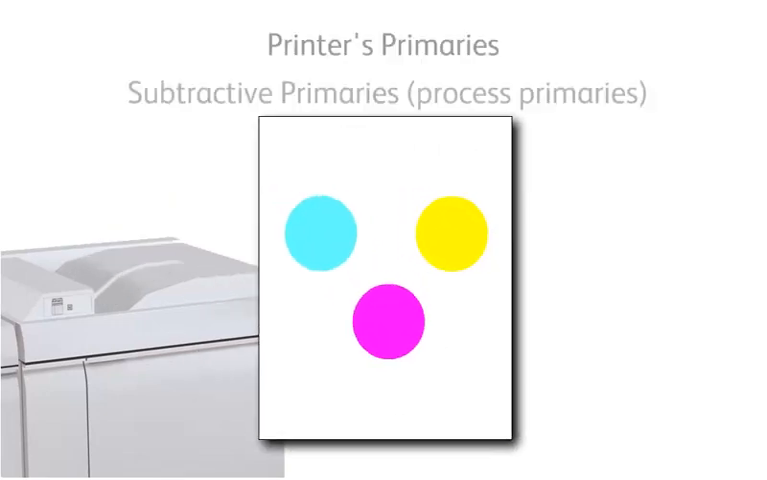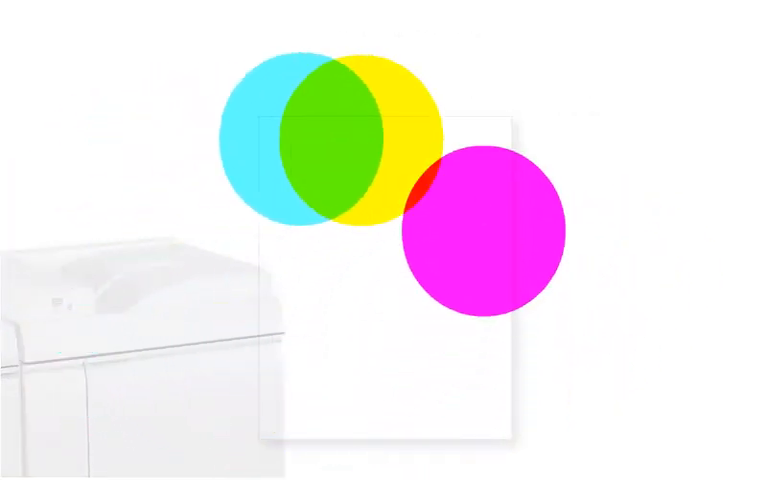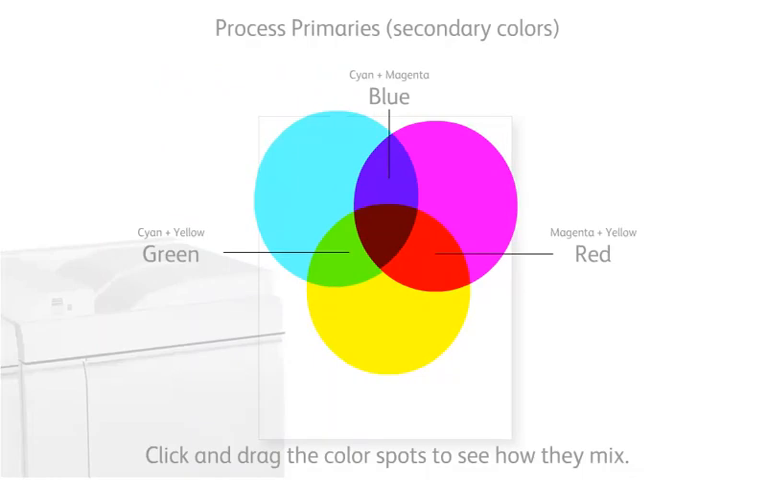Devices such as printers create images from chemical pigments, such as inks, dyes, or toners. These devices use subtractive primaries, cyan, magenta, and yellow, CMY. Subtractive primaries are also called process primaries. The secondary colors are red, green, and blue, RGB.